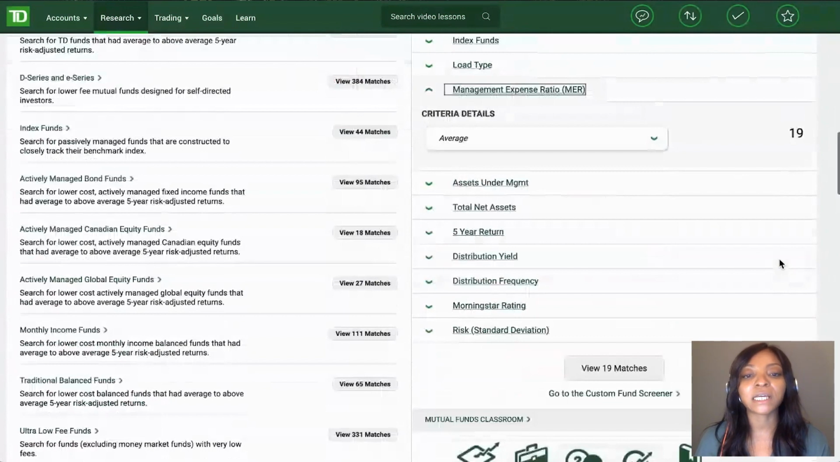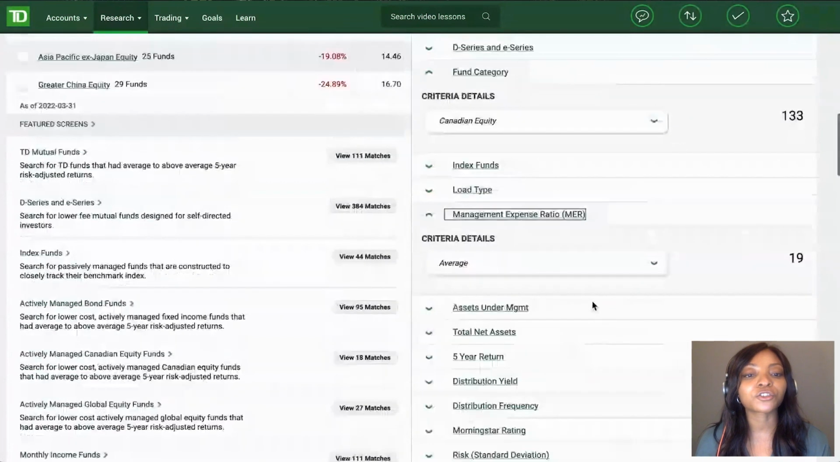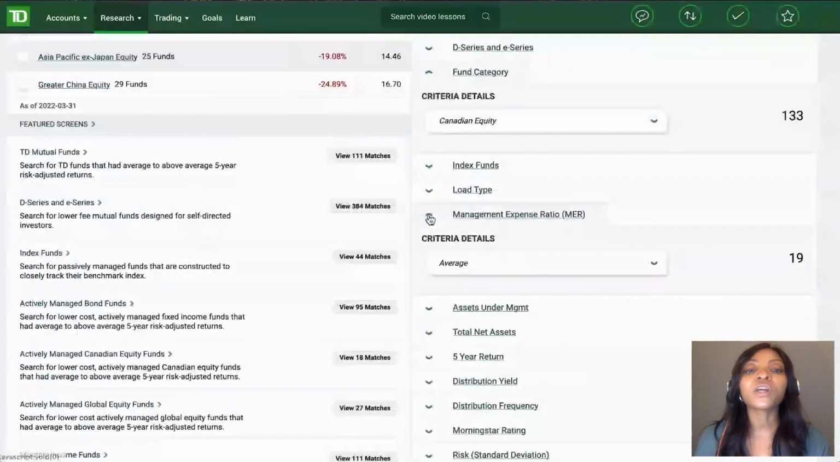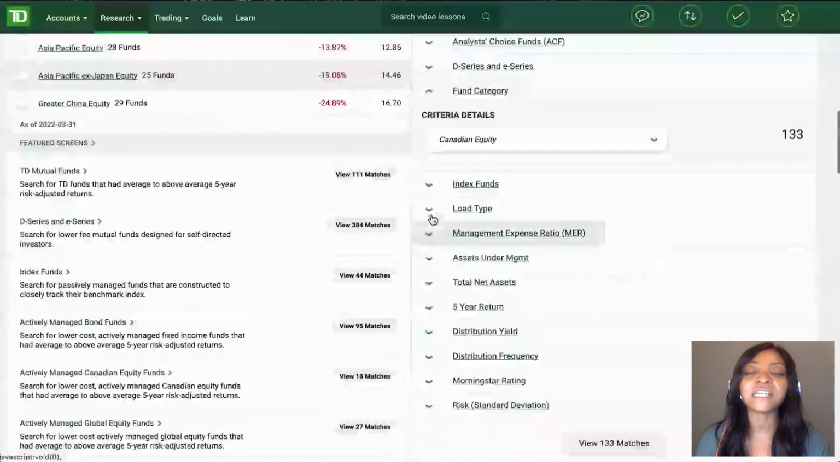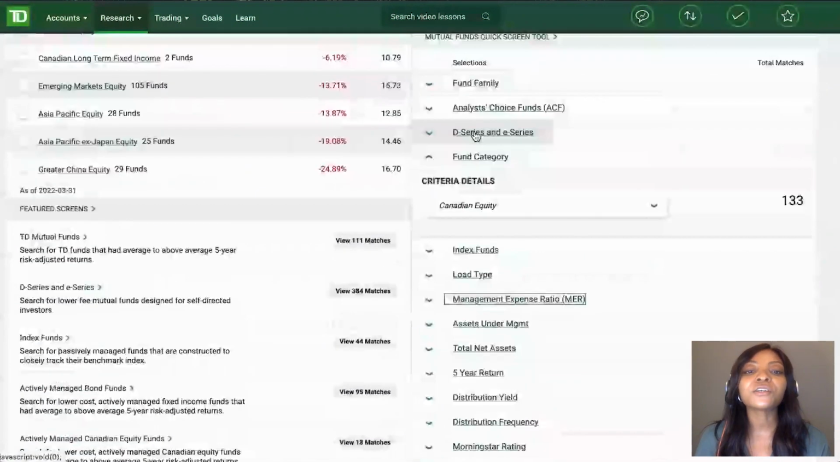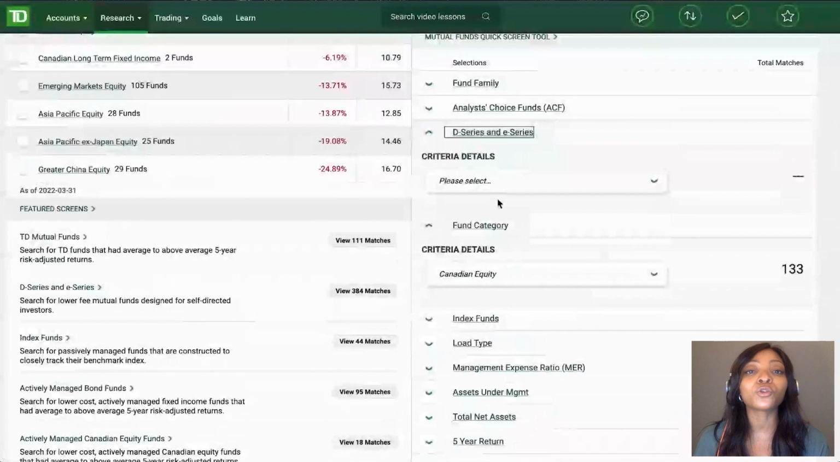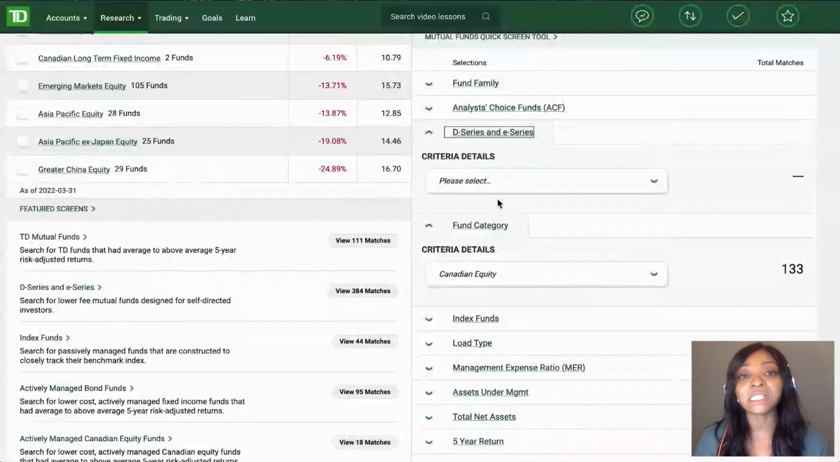Alternatively, I'm going to clear this because some investors may decide that instead what they want to do is take advantage of the D and E series funds. So to tell you a little bit about the D and E series funds, these are low cost funds. The D series ones are funds that are created specifically for self-directed investors.